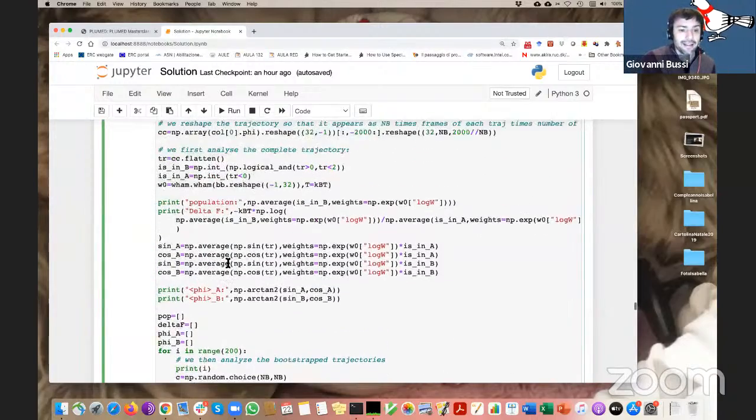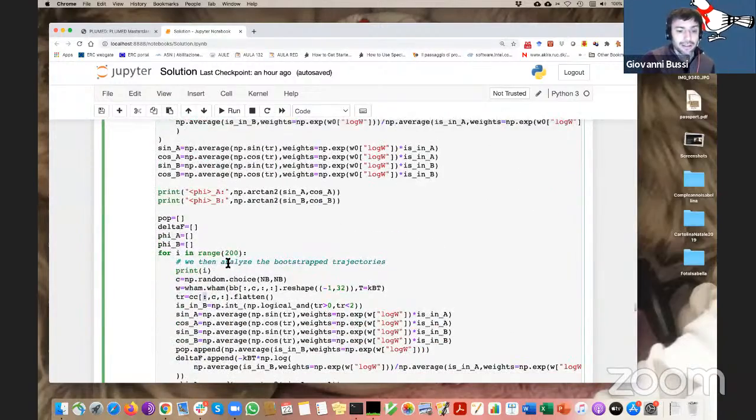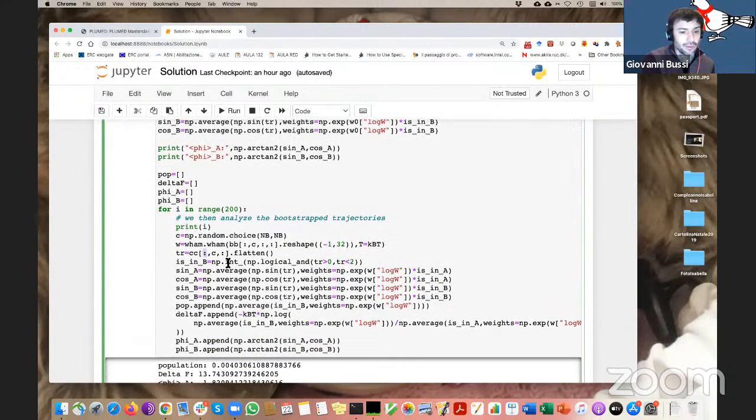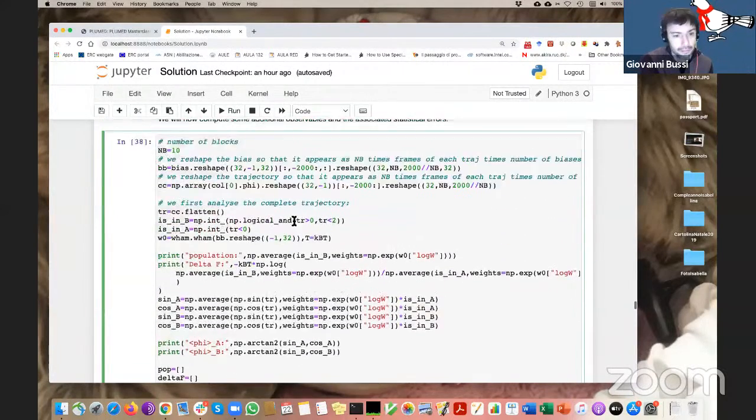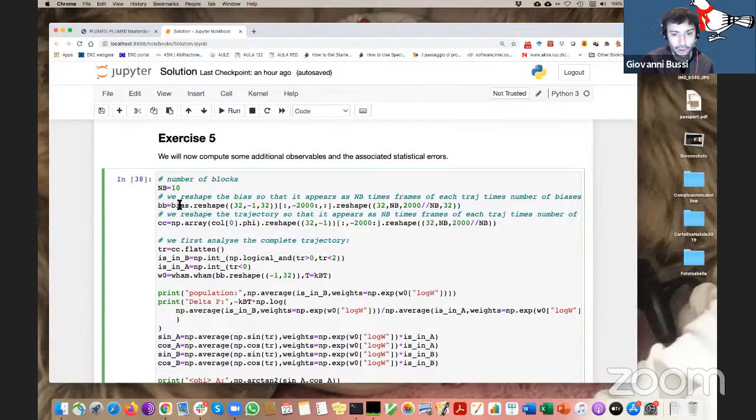So let me say it again, because this is the thing that generates most confusion usually in students. Although Bootstrap is usually used to analyze uncorrelated data, you can use it to analyze correlated data if you do a blocking before. So you divide your data set in blocks, and then you do Bootstrap on the blocks and not on the original frames.